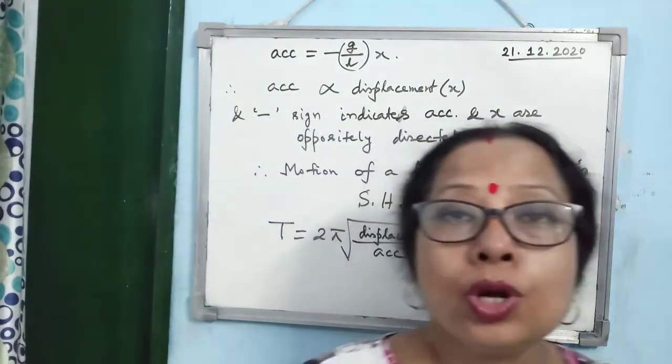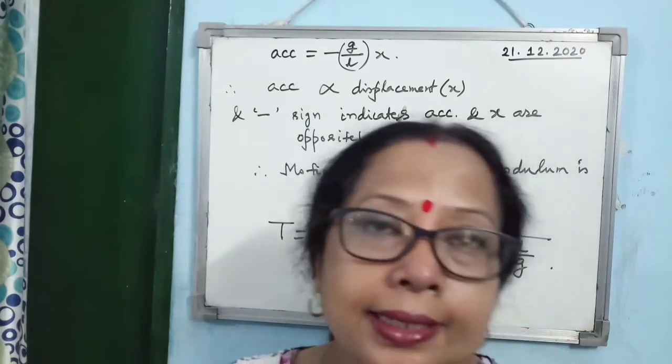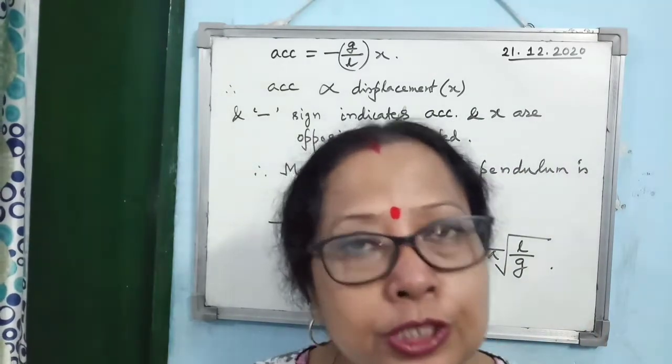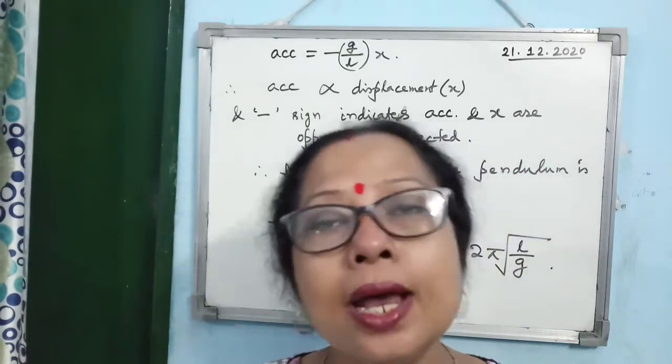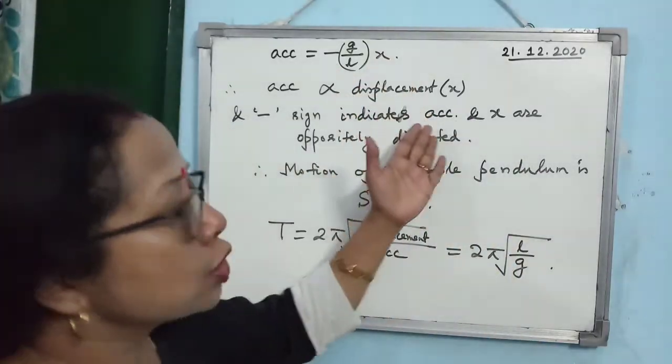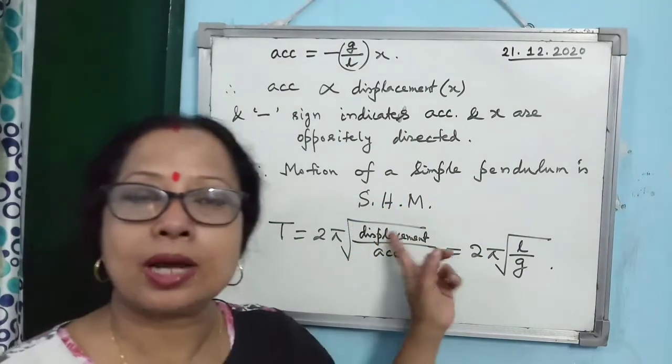And as you know, what are the conditions for a motion to be simple harmonic? Acceleration should be directly proportional to the displacement and acceleration should be opposite to the displacement. So that is proved. So what conclusion can one draw? That the motion of a simple pendulum is SHM.